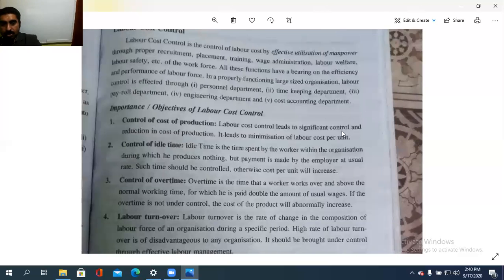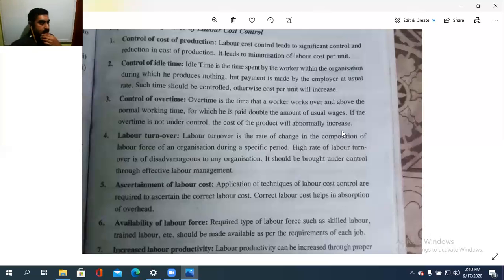Then control of overtime. Extra money. Overtime should be reduced, controlled. Overtime is the time that a worker works over and above the normal working time, for which he is paid double the amount of usual wages.